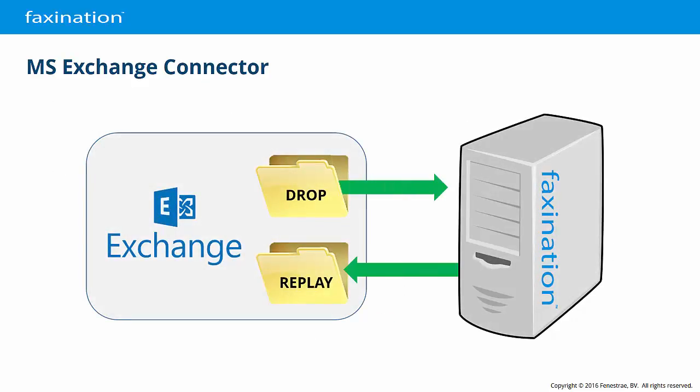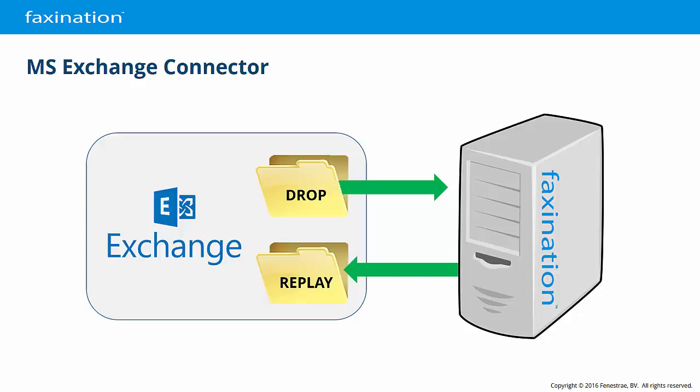Beginning with Exchange 2007, Microsoft implemented support for third-party messaging systems like Faxination through the use of foreign connectors. An Exchange foreign connector defines a unique drop folder to transfer outbound messages to third-party messaging systems. A shared replay folder is used by all external systems to transfer messages inbound to Exchange. So there is a unique path that Faxination will monitor for new outbound messages coming from Exchange.